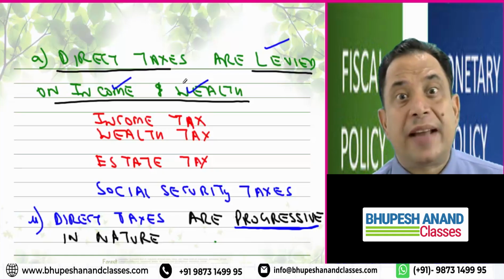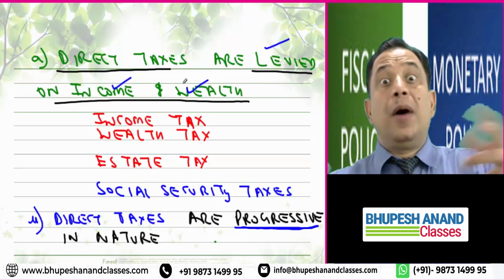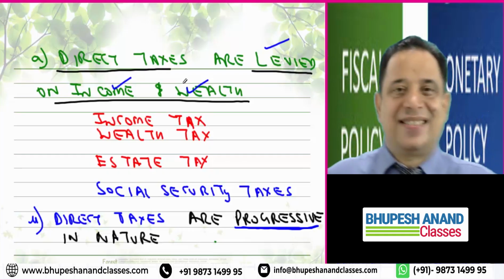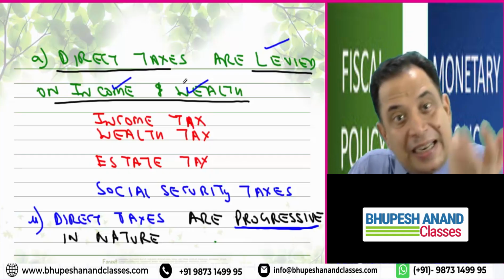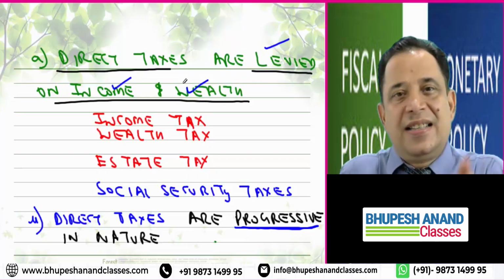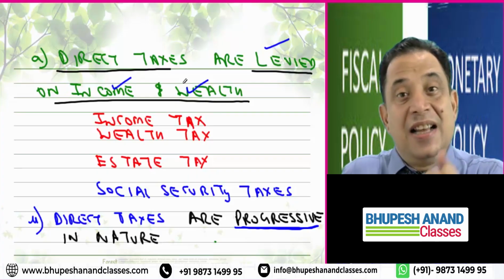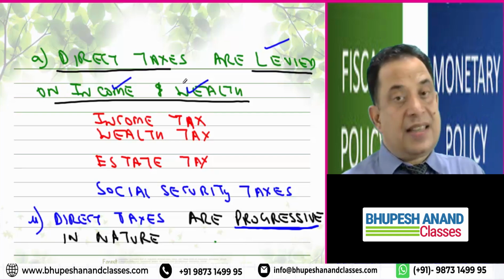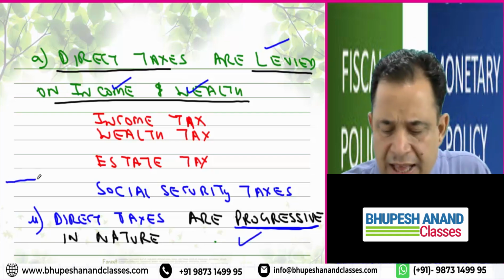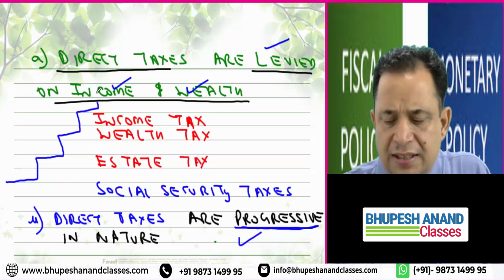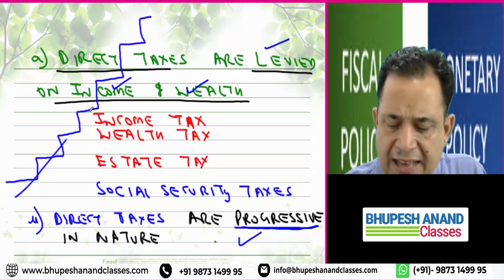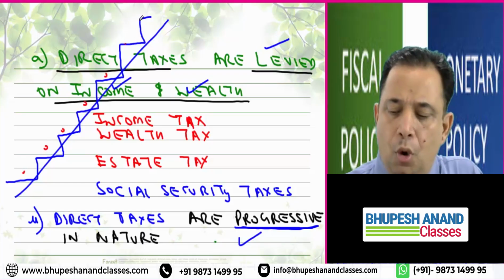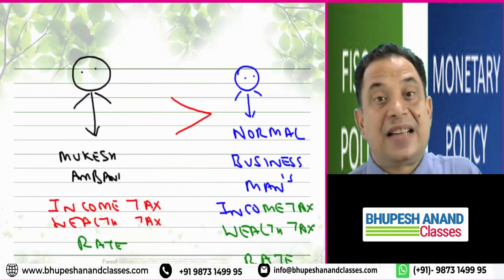That type of tax, the burden of which cannot be shifted, is named as direct tax. Because it is being paid directly by that person, it is named direct. And it is progressive in nature. So please write down point B: direct taxes are progressive in nature. It means as they are on this type of slab rates, as the income grows, they have to pay more amount of tax. So that's why they are named as progressive in nature.